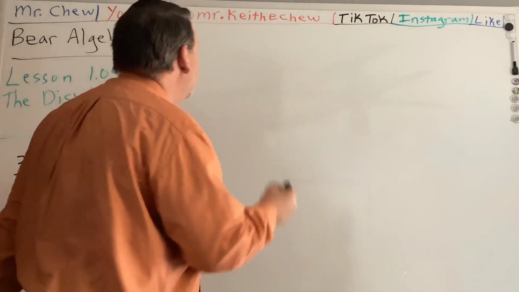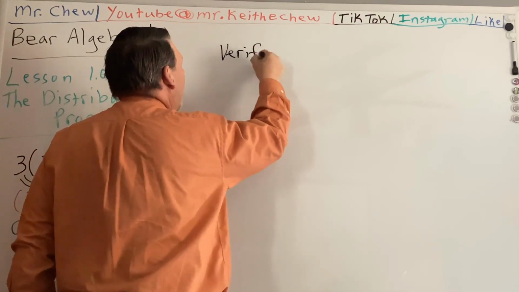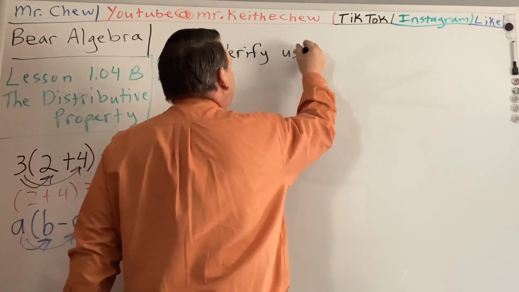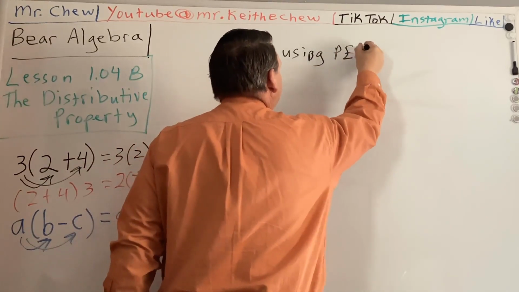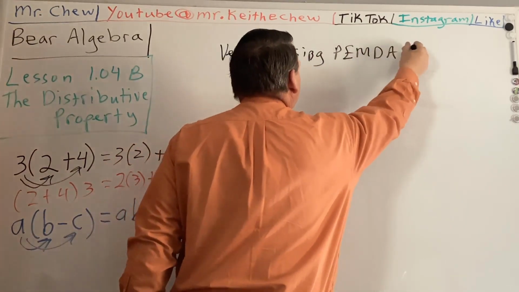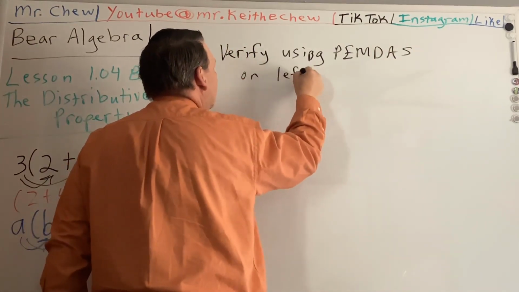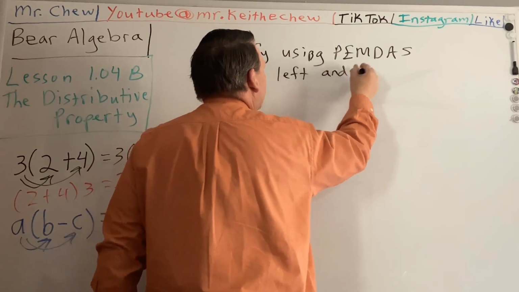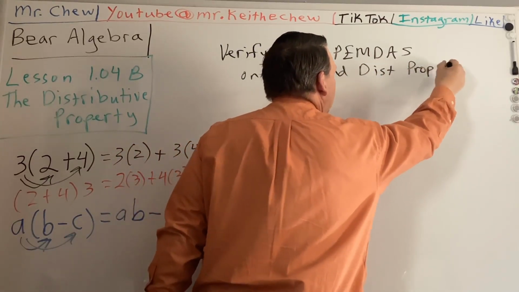So the first one's verify using PEMDAS on left and distributive property on right.